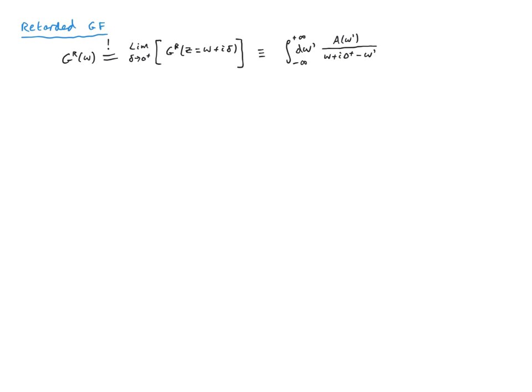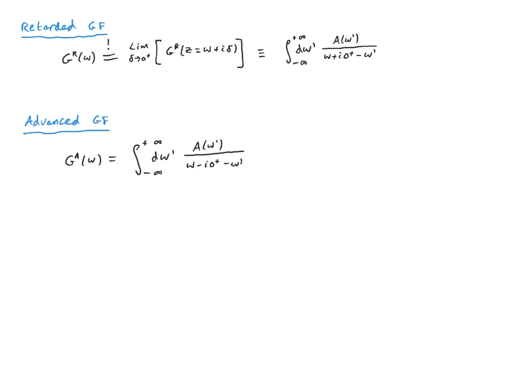Finally, we're in a position to show that the retarded Green's function as a function of the real frequency omega, as would be obtained by a regular Fourier transform, can be expressed in terms of the retarded Green's function as a function of the complex variable z, as we take the imaginary part to be a positive infinitesimal. We can also express this in terms of the spectral representation in the following way.